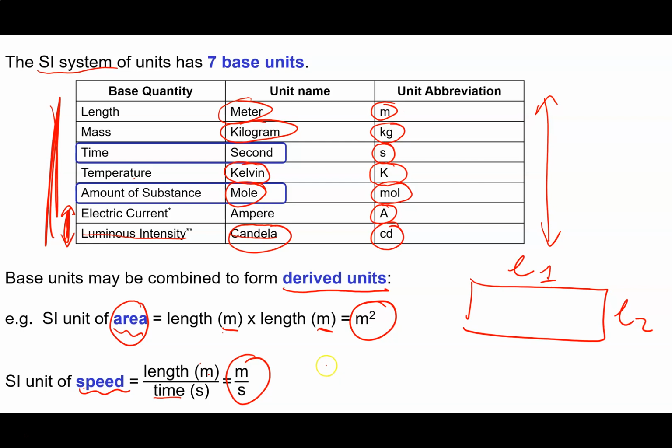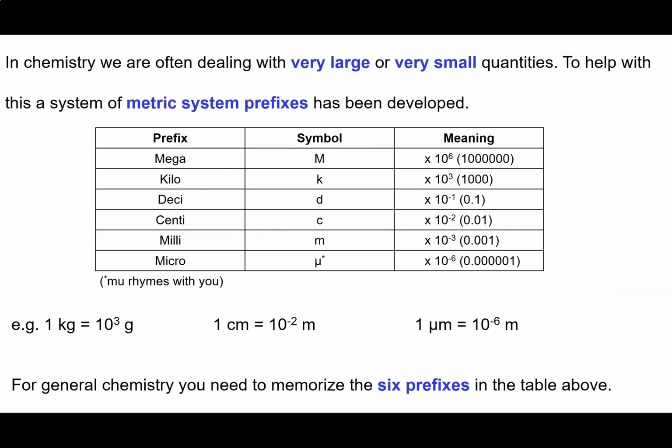Okay, so when we have one thing written on top of the other, we're going to pronounce that kilogram per meter. Okay. All right.